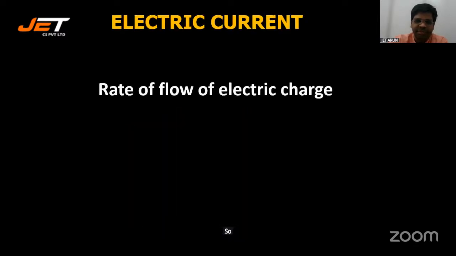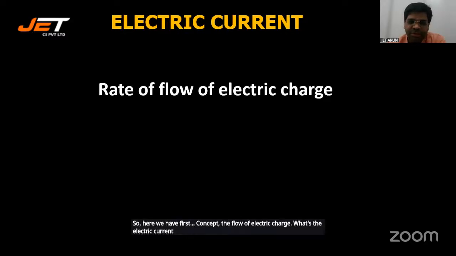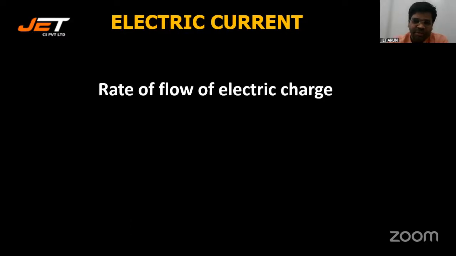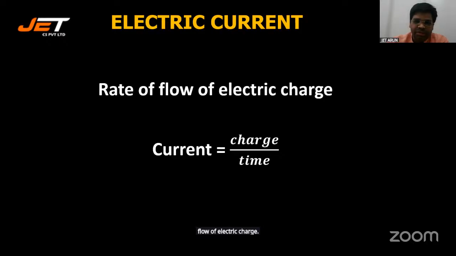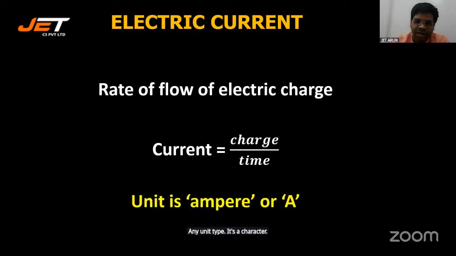So here we have the first concept, the flow of electric charge. What's electric current? It is the rate of flow of electric charge, given by current is equal to charge by time. Charge crossing a cross section in unit time is the current. Units: ampere or capital A. When you write the word ampere, you use small a. When you use just the letter A as the symbol, you capitalize it.